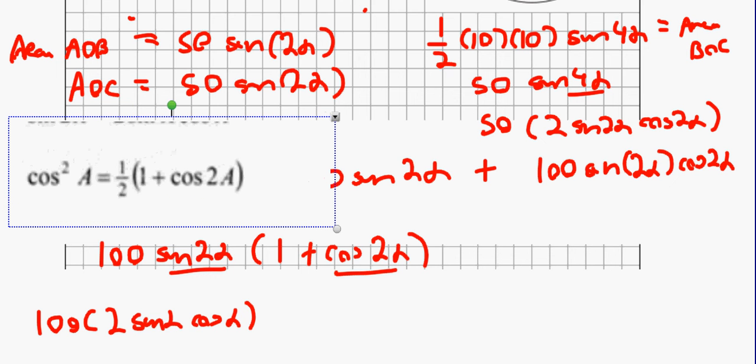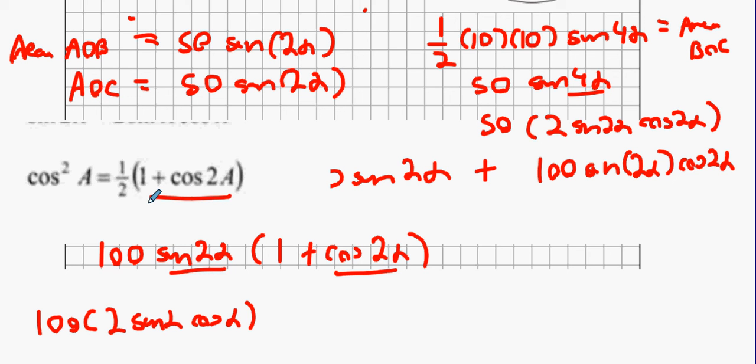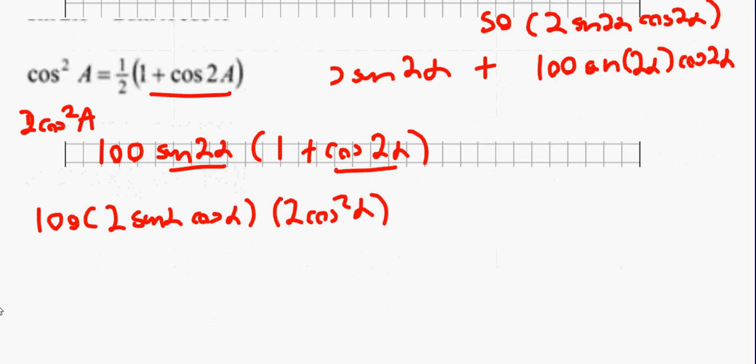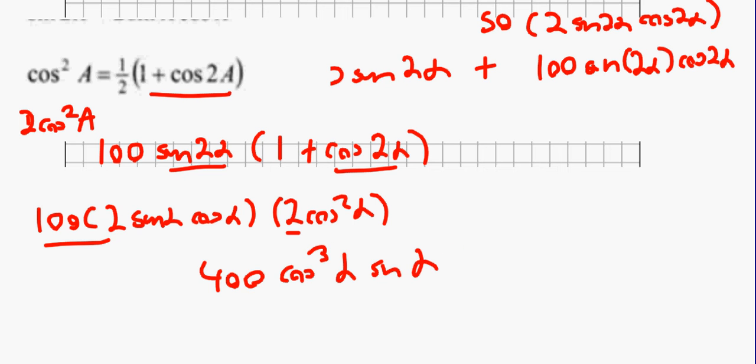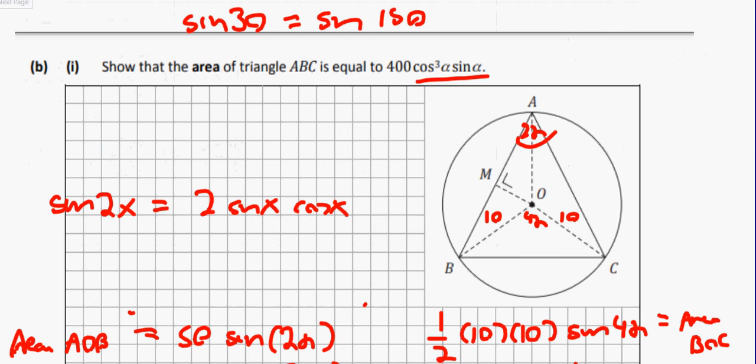So if I isolate the 1 plus cos 2a, multiply up to 2, so I just get 2 cos squared alpha. Alright? So 1 plus cos 2a is the same as 2 cos squared alpha. I just log in that that's 2 cos squared alpha. Now when I multiply this out once and for all, it's going to be 200 multiplied by 2, which is 400. Cos alpha multiplied by cos squared alpha is cos cubed alpha, and there's your sine alpha. And man, that was difficult. Like, no doubt about it, that was very difficult.